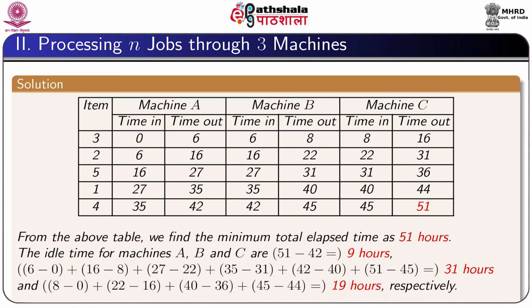Now, for this optimal sequence, as before, we can find the minimum elapsed time as 51 hours and the idle time for machine A as 9 hours, idle time for machine B as 31 hours and idle time for machine C as 19 hours.